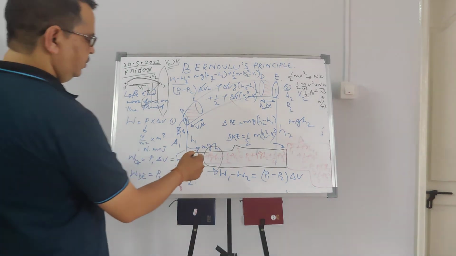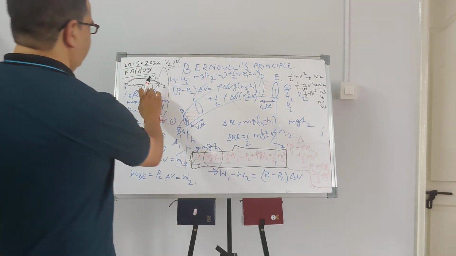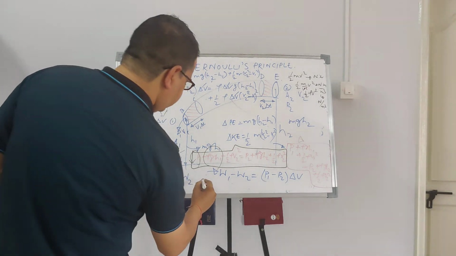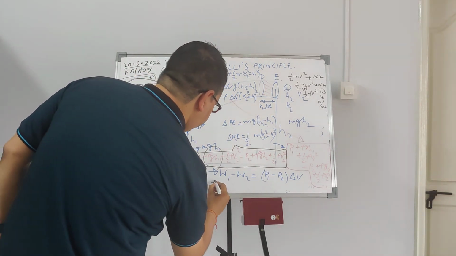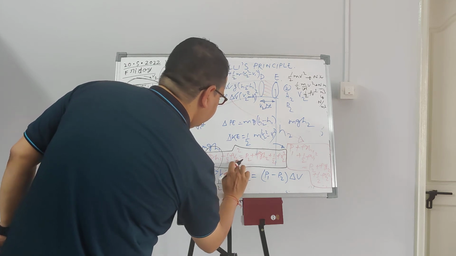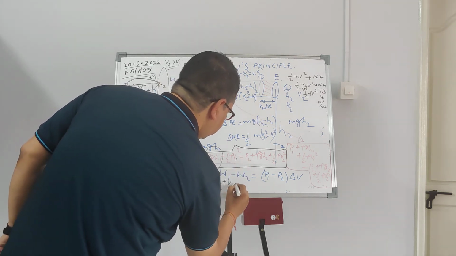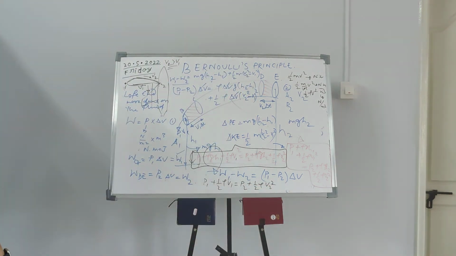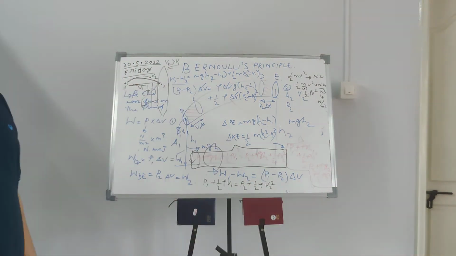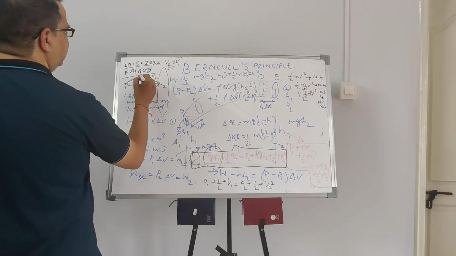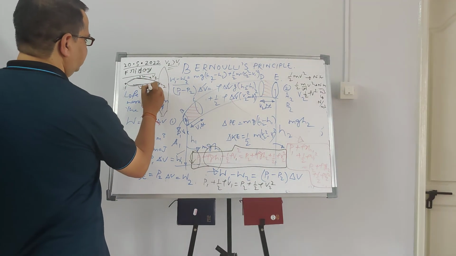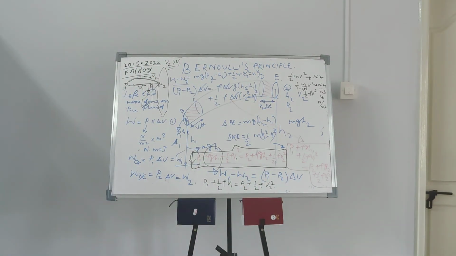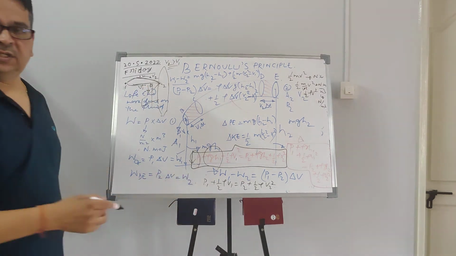So when the velocity is higher on the top surface, the wing is moving in a horizontal direction, so H1 is equal to H2. Your equation will get simplified to P1 plus half rho V1 square is equal to P2 plus half rho V2 square. This is the governing equation. On the upper surface, your velocity and pressure are V2, P2. On the lower surface, your velocity and pressure are V1, P1.